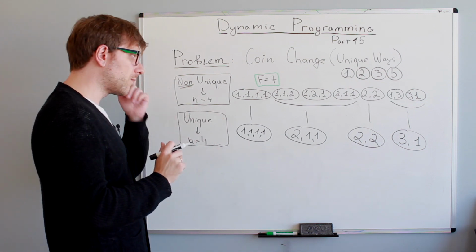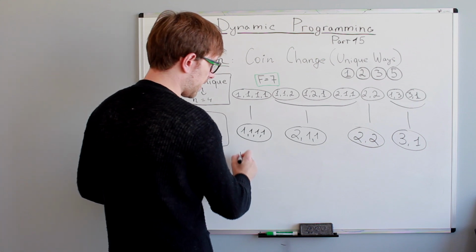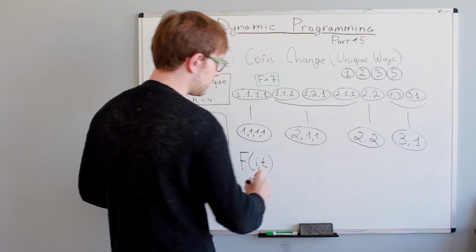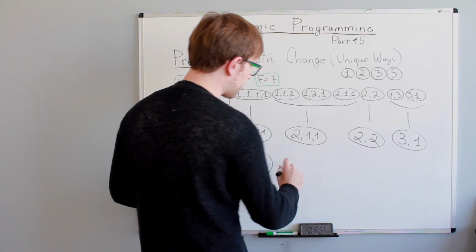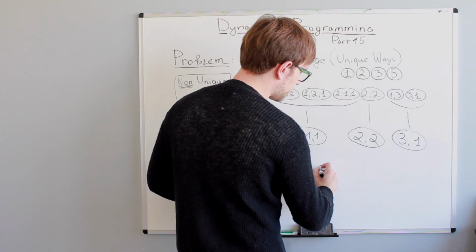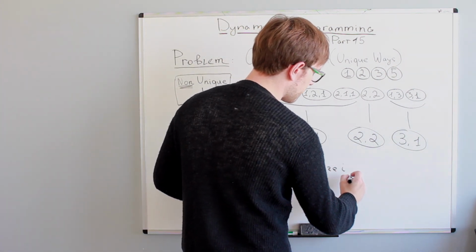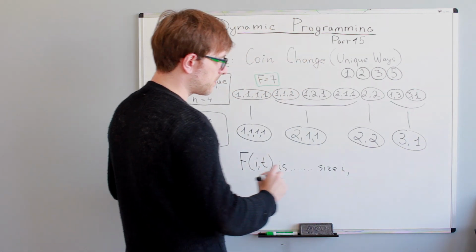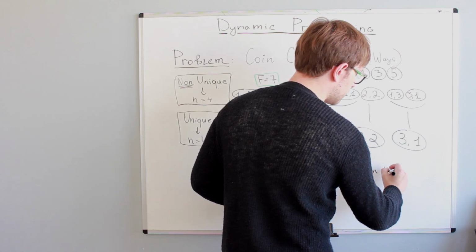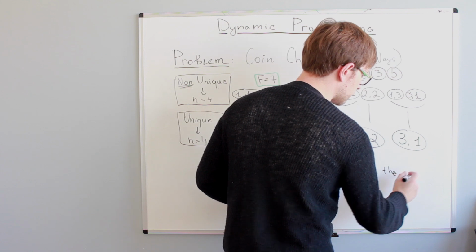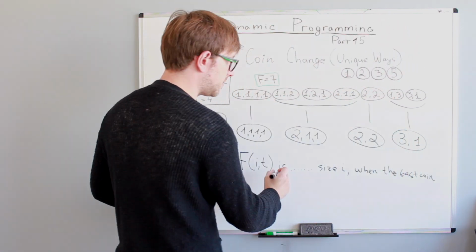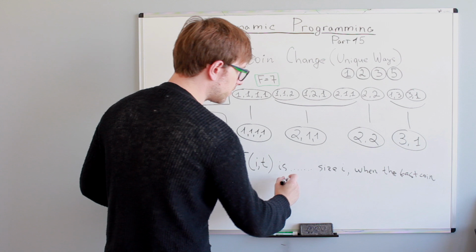Okay? So, let's say that f of i, t is the total number of ways to make a change of size i when the last coin is less than or equal to t.